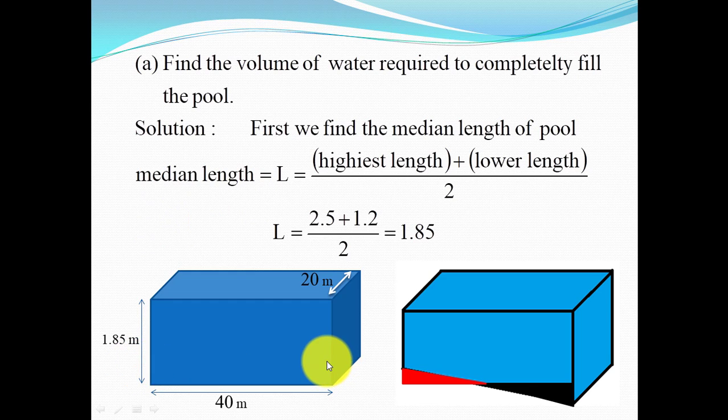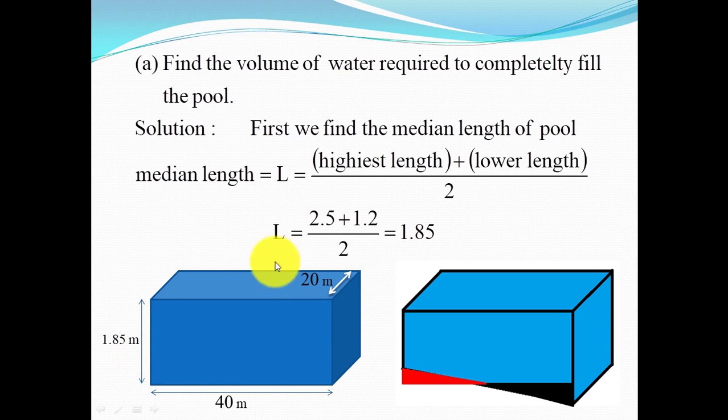You know how to find the volume of this cube. First we find the median length of the pool. How can we do that? It is very easy: highest plus lowest divided by 2. 2.5 plus 1.2 divided by 2 is equal to 1.85. It means that the median depth is 1.85.